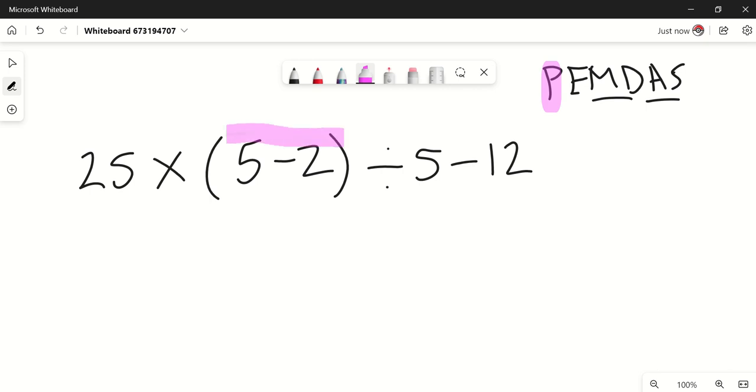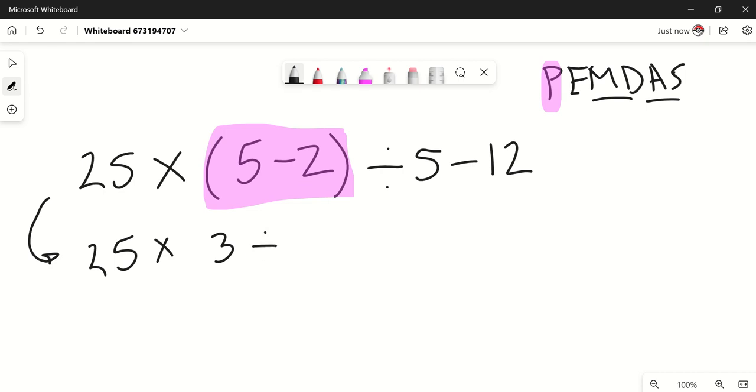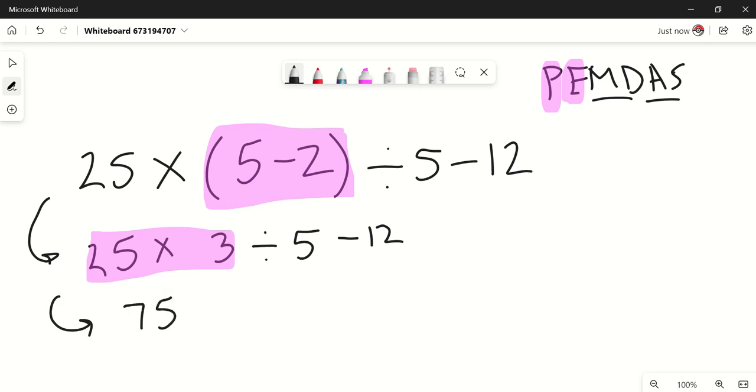In parentheses, I have 5 minus 2. So I'm going to go ahead and rewrite my expression again. 25 times 5 minus 2 being 3 divided by 5 minus 12. Exponents is next, and we don't have any, so we're set there. Now I'm going to do multiplication and division from left to right. There's a multiplication problem right here first, so this is going to be my very first step. I'm going to do this. 25 times 3 is the same thing as 75 divided by 5 minus 12.